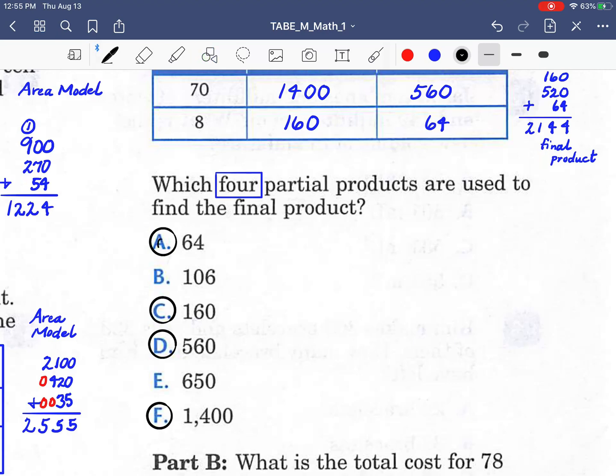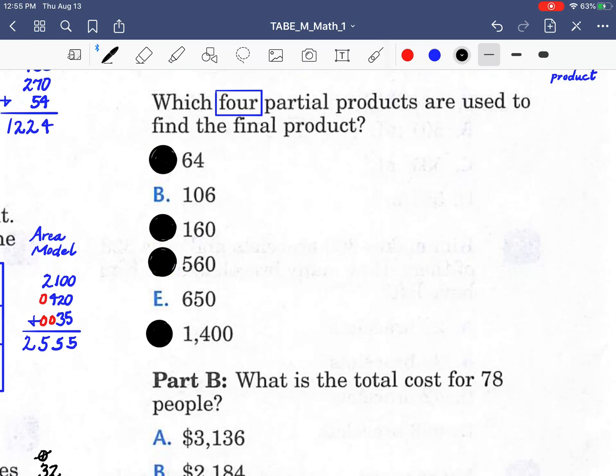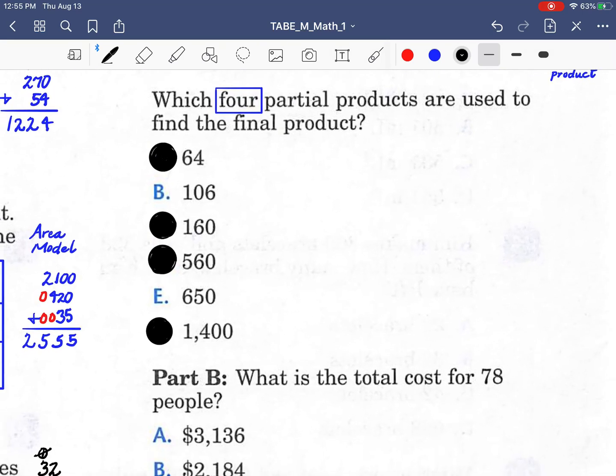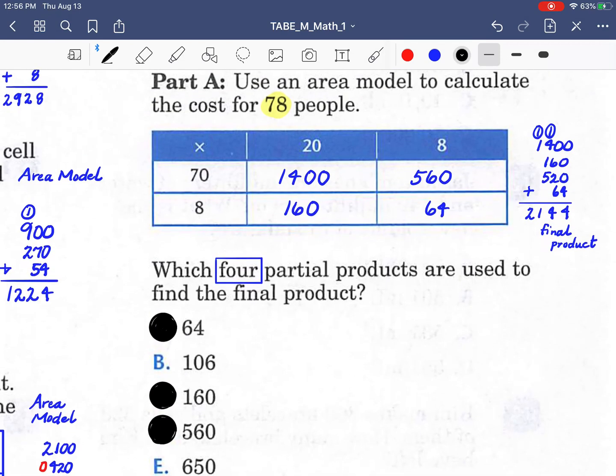This question has 4 answers. And if you don't get all 4 of them, you don't get full credit. So you have to pick 4 out of the 6 choices that you had. The answer to number 8 is A, C, D, and F. And then what is the total for 78 people? That's the 2144. Sorry, I've done something wrong here.